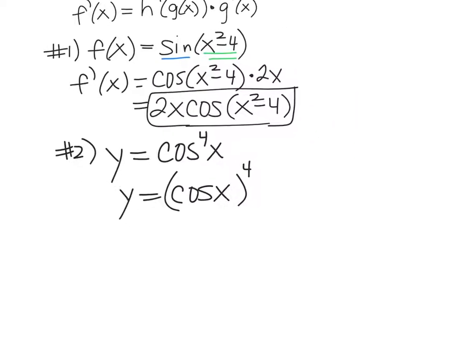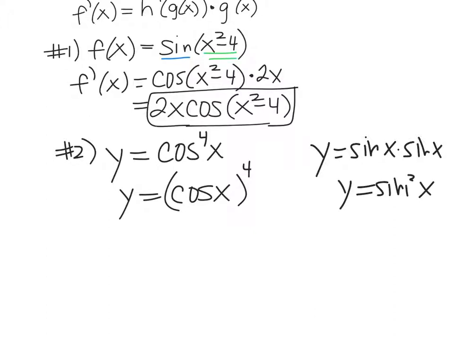When you did y equals sine x times sine x, we didn't write sine x squared, we just write sine squared x. It's the same thing, okay? So if we have this, this is really cosine x to the fourth. So now you see there's an outer function. The outer function is to the fourth power, and the inner function is cosine x. So let's go ahead and take the derivative of this.